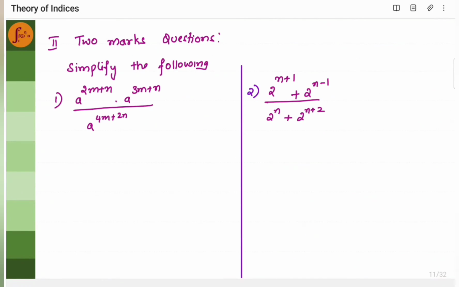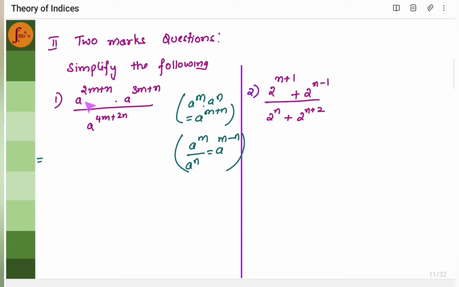Let's go through a few more problems. As we go through, the problems will become slightly complex. So let's solve them one by one. This is the law, right? a to the power m into a to the power n is equal to a to the power m plus n. Using this law, we'll have to solve this. And there is also a second law, a to the power m by a to the power n is equal to a to the power m minus n. Using these two laws, we'll have to solve this.